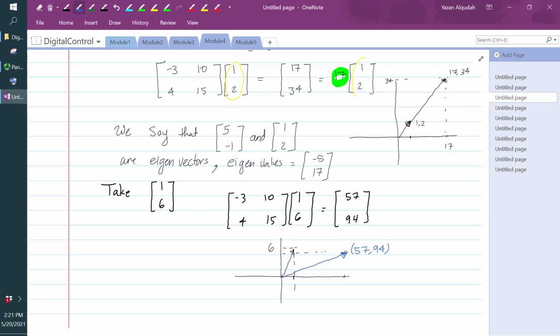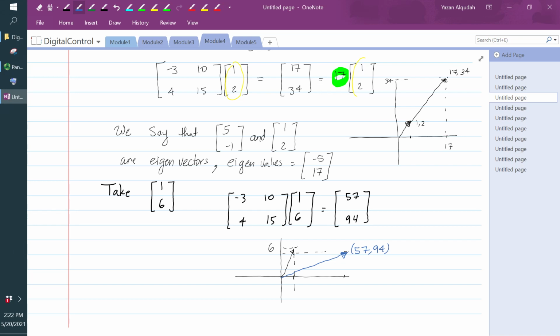Is that clear? I hope this is clear. So this gives you a visualization when we talk about eigenvalue and eigenvector. If I multiply the matrix by this vector, and this vector is an eigenvector, then the result of this multiplication is going to be the same vector just multiplied by a constant. That constant is the eigenvalue.